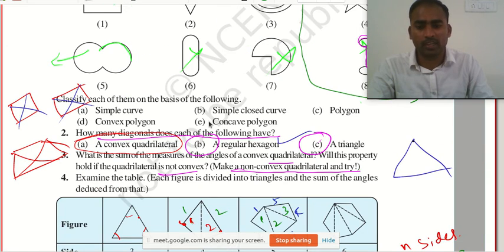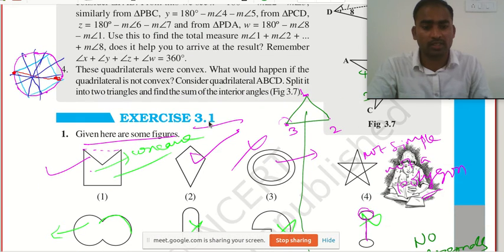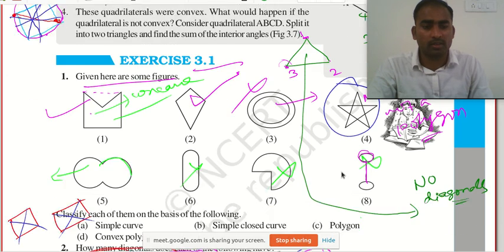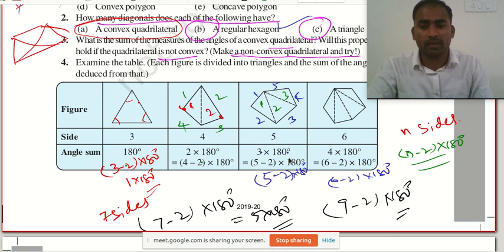So this concept is cleared for you, and you have also learned about convex polygon, concave polygon, regular polygon, irregular polygon, and what a simple closed curve and a simple curve are. A simple curve means there should be no intersection. So this is not a simple closed curve here, because there is an intersection of line segments. And we found the sum of angles in all the polygons.